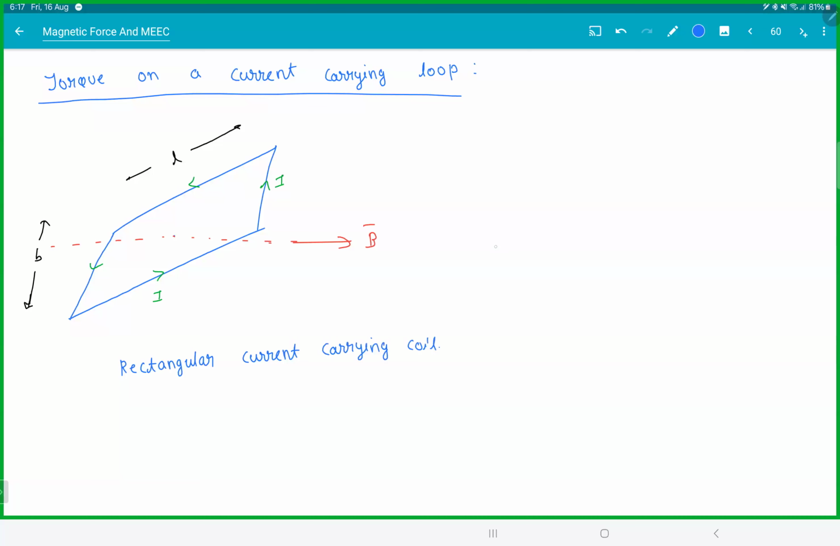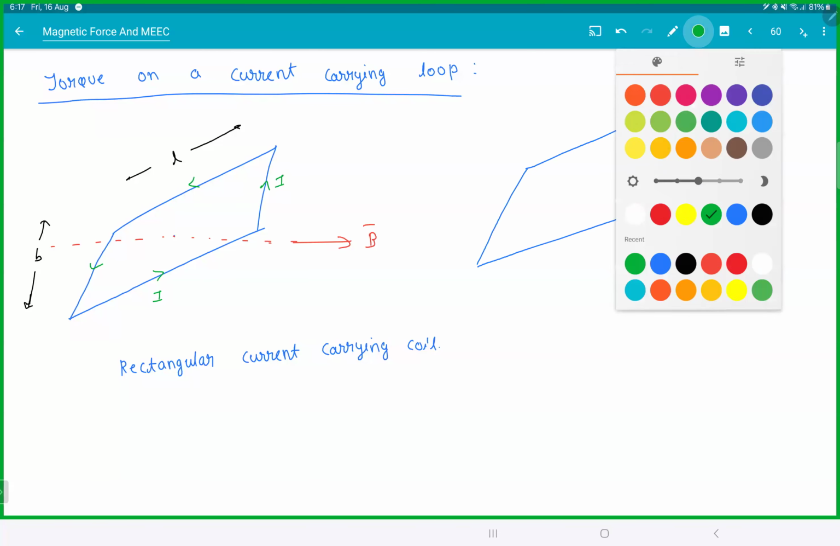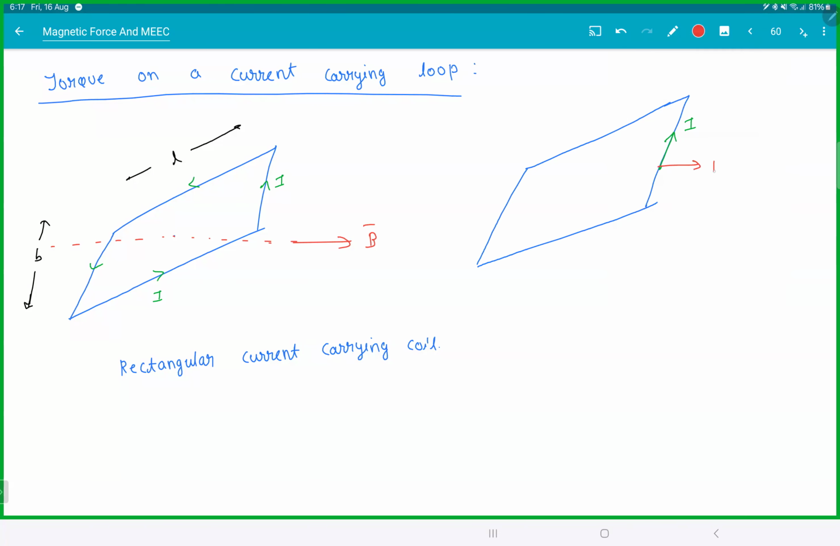Now, if you look at the forces acting on this, look at this thing. In this, the current is I this way. The magnetic field is B this way. So if you do I dl cross B, the force would actually be downward.